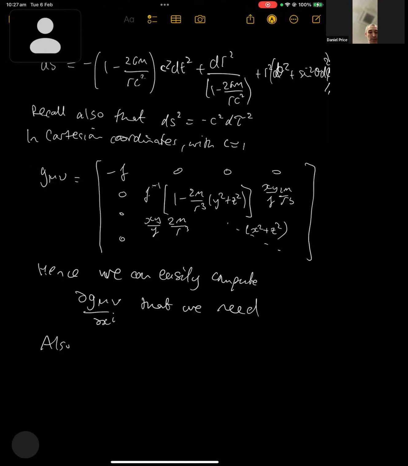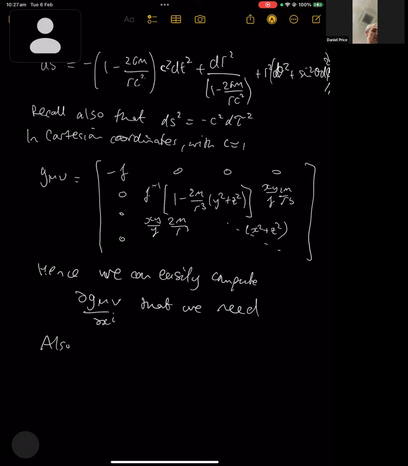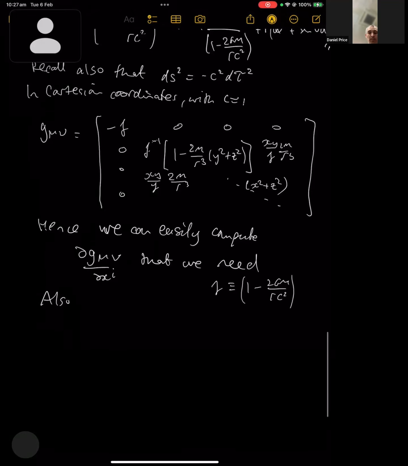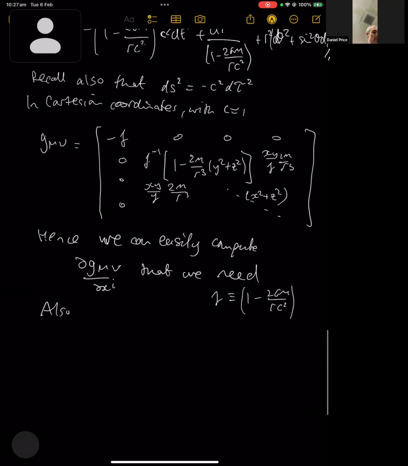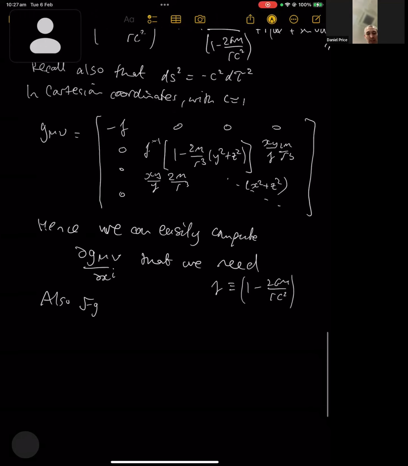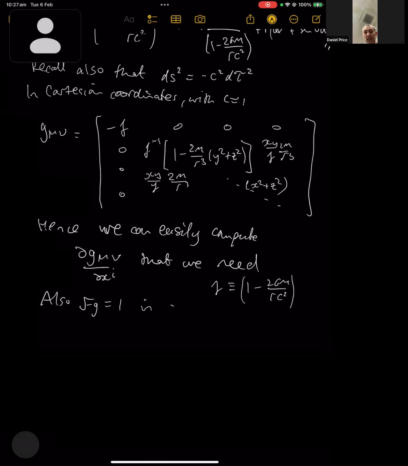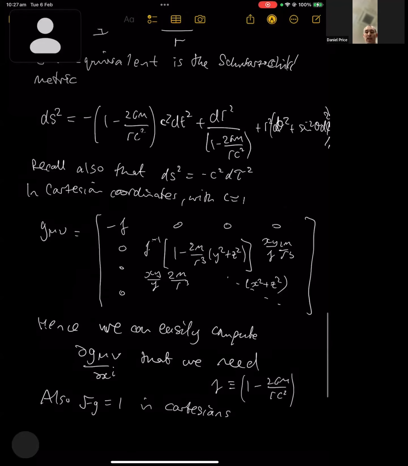Also, I should say F here is defined as this 1 minus 2GM over rc squared term, possibly to the -1. No, that's right. Yeah, that's that term. Okay, so the square root of minus g is the determinant of the metric. So you've got something like a matrix, you can take its determinant. But in Cartesian coordinates, that square root of minus g is 1. It would be not 1 in spherical coordinates.